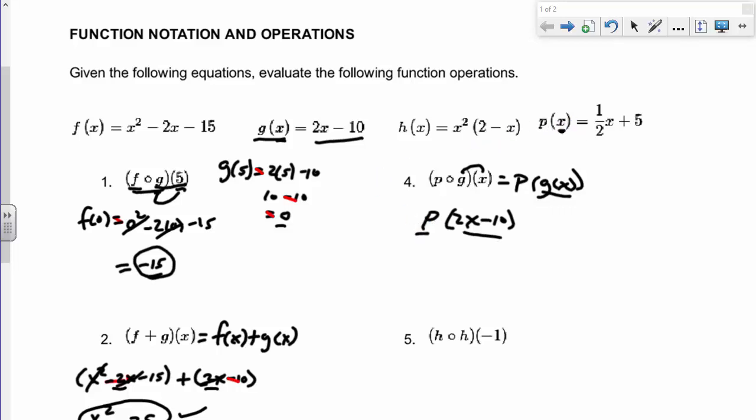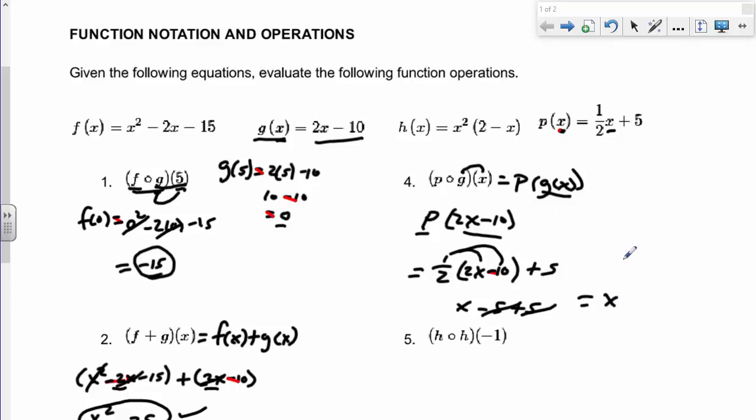Here's the function p right here. We're going to turn this x into a 2x minus 10, which means we have to turn this x as well into a 2x minus 10. So what this is going to equal is 1/2 times, not x now, but 2x minus 10, and then plus 5. So 1/2 times 2x is x, and 1/2 times negative 10 is negative 5. And don't forget to add the 5 over here. This will make 0. So your answer here really is x.